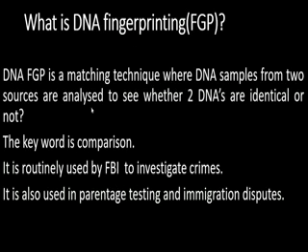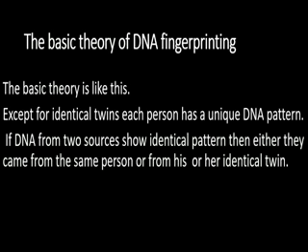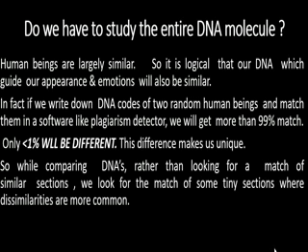DNA fingerprinting is a matching technique where DNA samples from two sources are analyzed to see whether two DNAs are identical or not. Here the key word is comparison. It's routinely used by the FBI to investigate crimes. It's also used in parentage testing and immigration disputes. The basic theory of DNA fingerprinting is like this. Except for identical twins, each person has a unique DNA pattern. If DNA from two sources show an identical pattern, then either they came from the same person or from his or her identical twin.